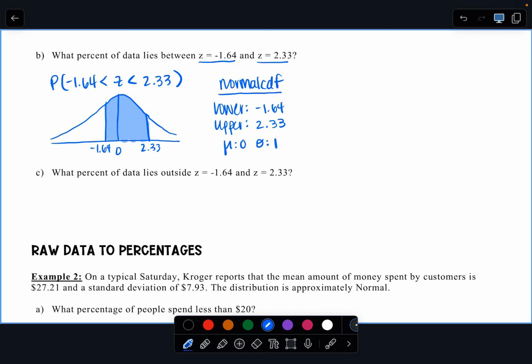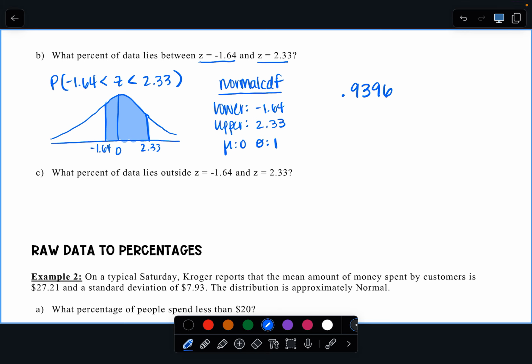I'm going to go to second vars, then number 2, which is normal CDF. Negative 1.64 is my lower, 2.33 is my upper, and I'm going to hit paste. And I am currently getting 0.9396 as a decimal value.